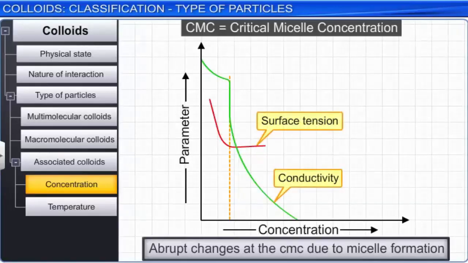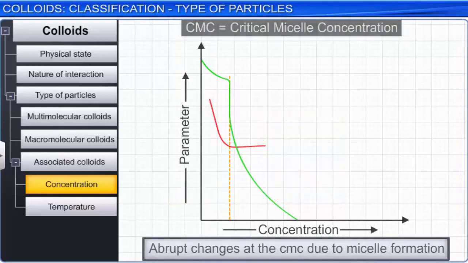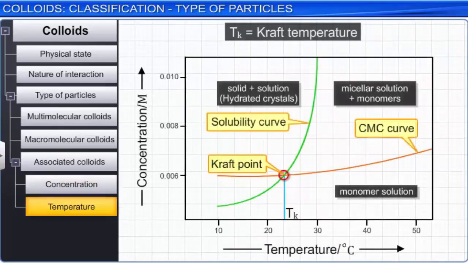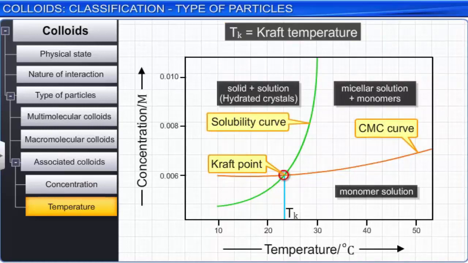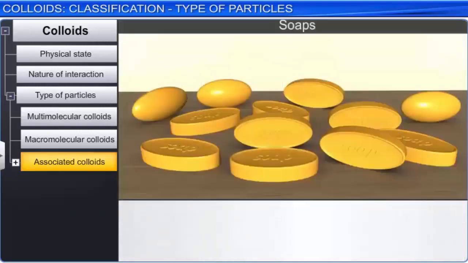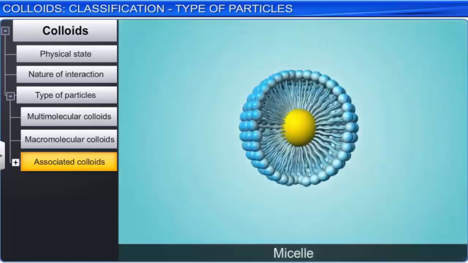The formation of micelles takes place above a certain concentration called critical micelle concentration or CMC, and above a particular temperature known as Kraft temperature or Tk. Every micelle system has a specific value of critical micelle concentration. For soaps, the CMC is 10 to the power minus 4 to 10 to the power minus 3 moles per liter. Each micelle contains at least 100 molecules.